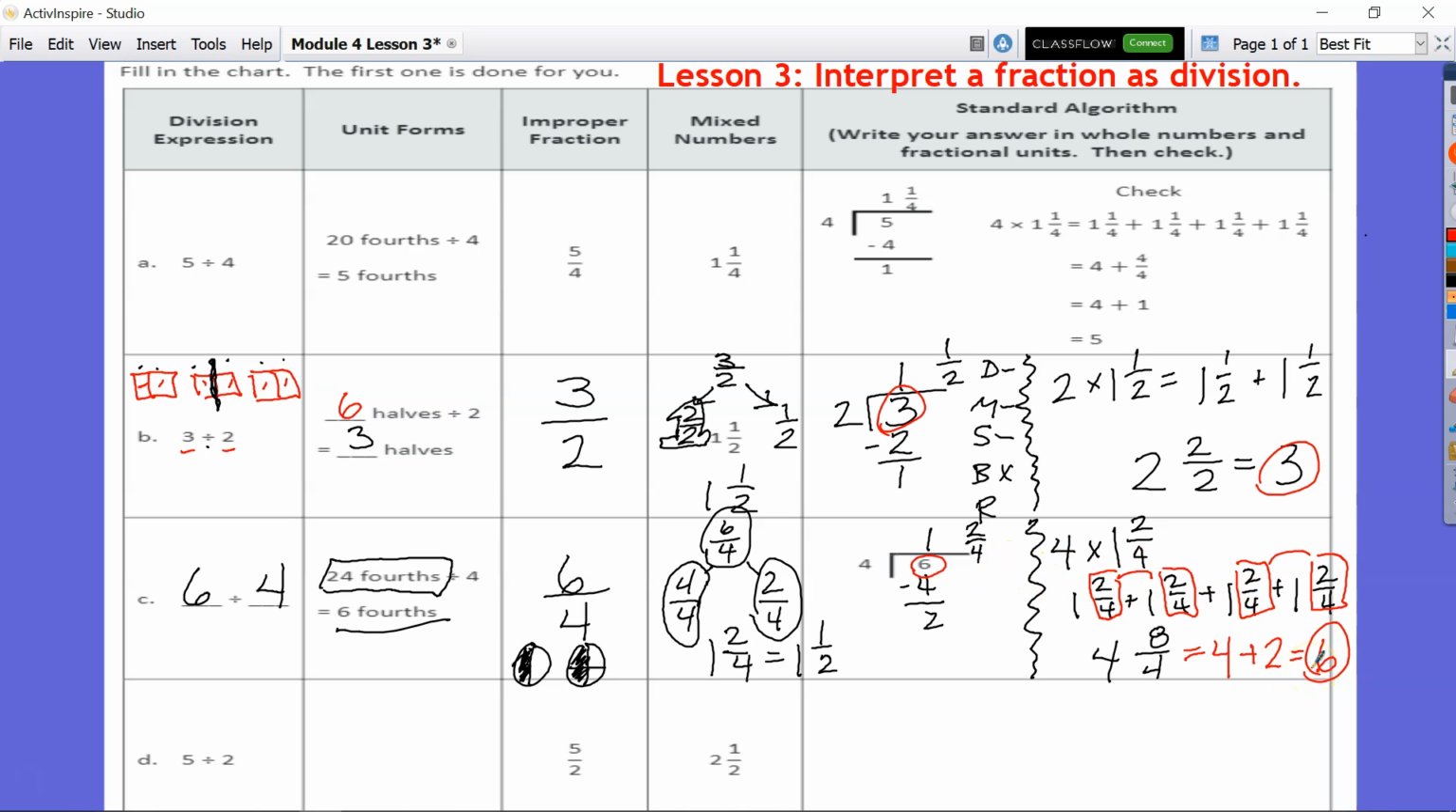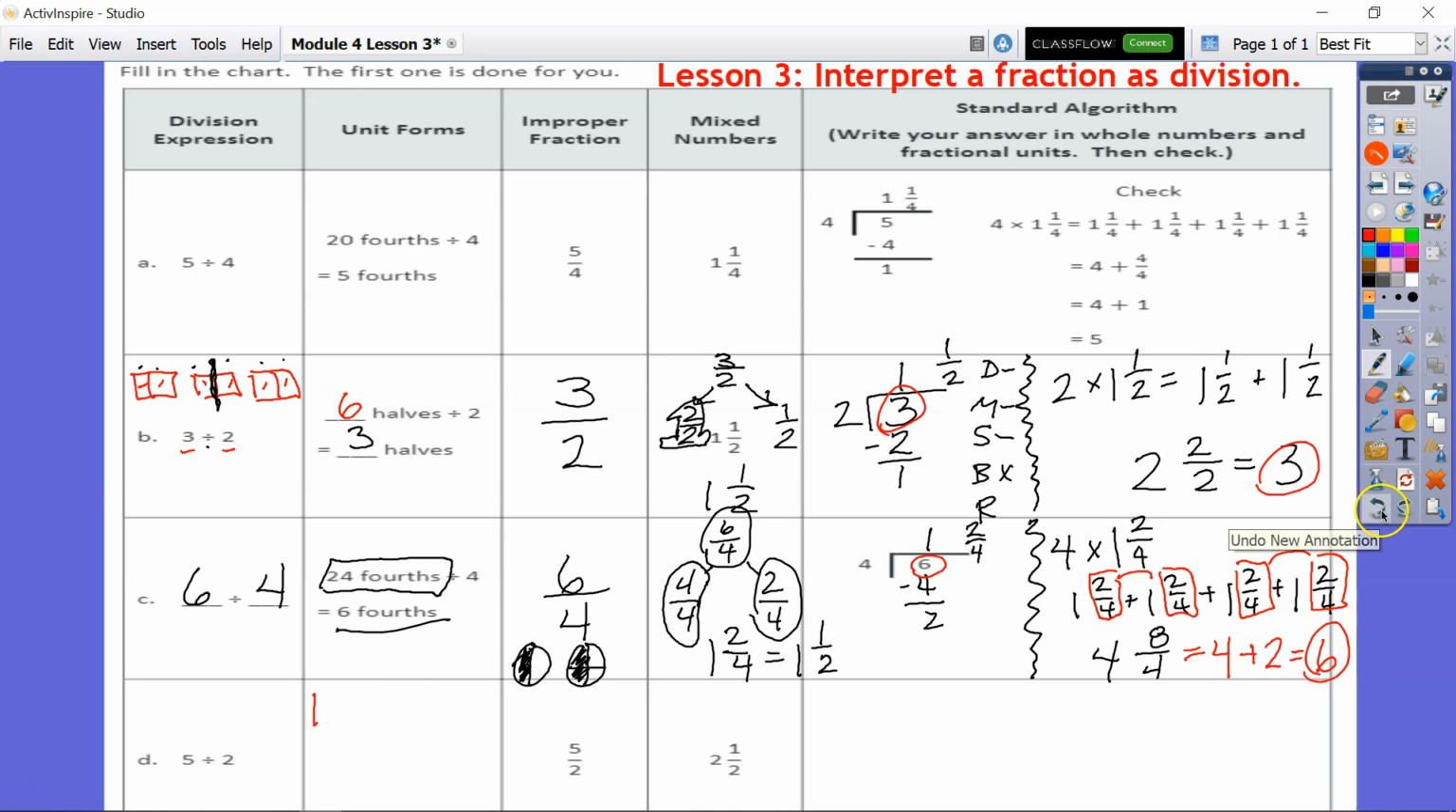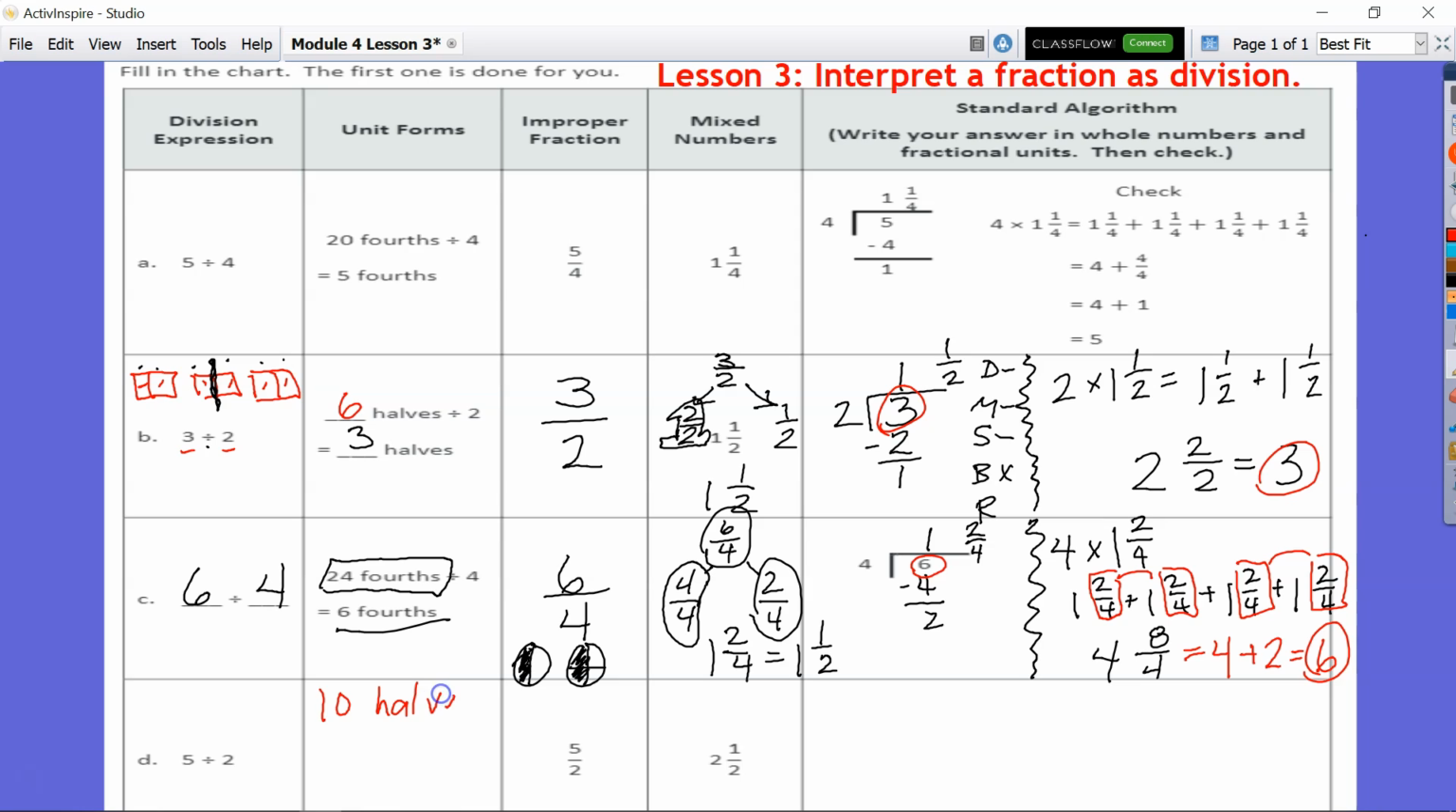All right, last but not least, looking at D, I know that I have 5 divided by 2. So I have 5 items, and each one is divided by 2. That's going to give me 10. That's going to give me 10 halves. And I'm going to say 10 halves divided by 2. So 10 halves divided by 2 is 5 halves. And 5 halves is equal to 5/2.